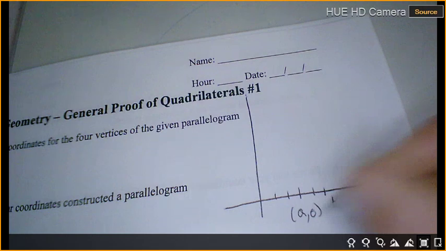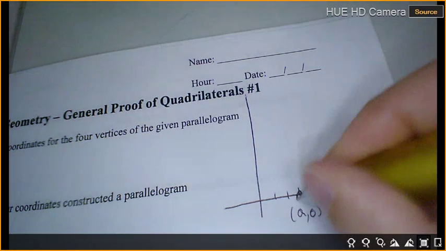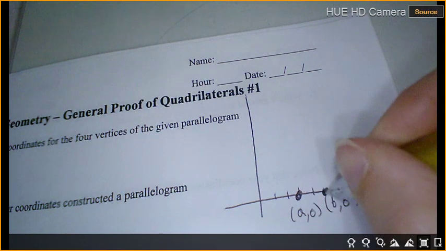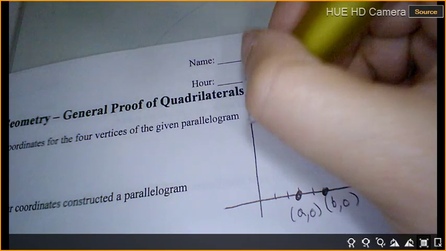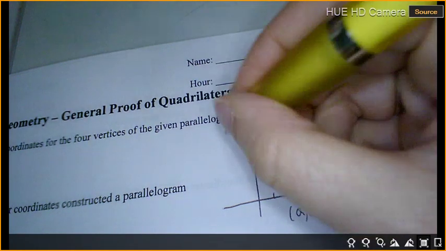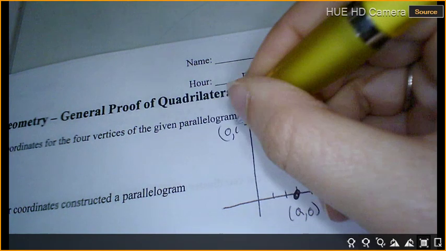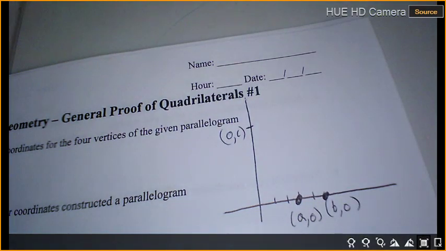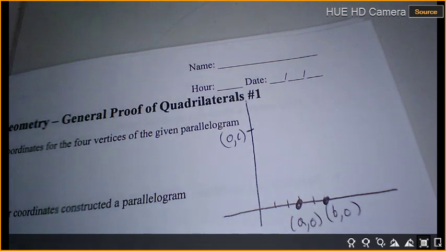And this is B, 0. This is A, 0. This is B, 0. This up here is 0, C. And then I'm going to, in color, put my parallelogram.